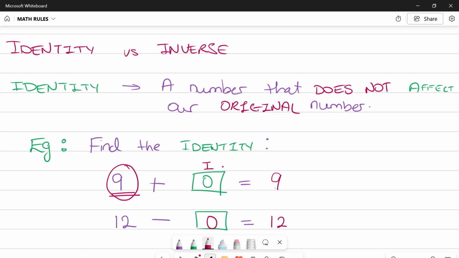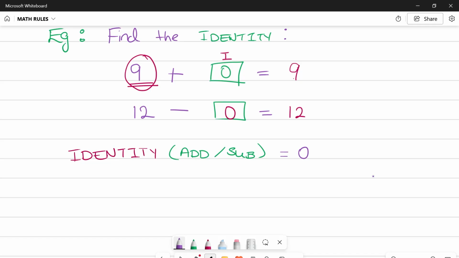So the identity is a number that does not affect our original number. The identity when doing addition and subtraction is always 0. Suppose we are asked to find the identity when doing multiplication. 14 multiplied by the identity should give us back the original number, 14. So 14 multiplied by what gives us 14? 14 multiplied by 1 gives us 14.